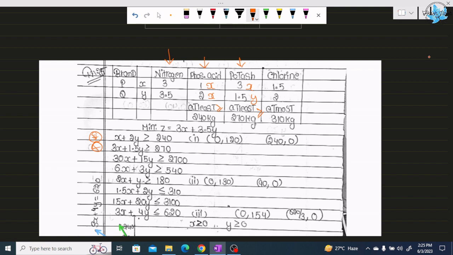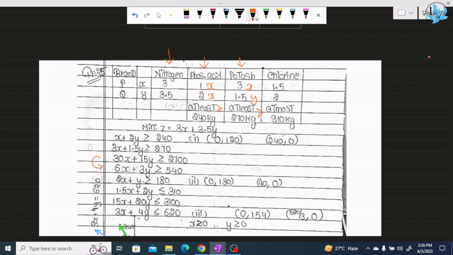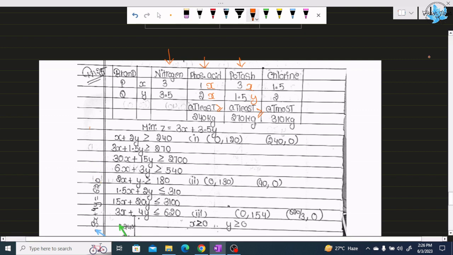Now multiply the equation by 10 so that the decimal will cut out. You will get 30x plus 15y greater than or equal to 2700. Now you can take 5 common, or divide both sides by 5. You will get 6x plus 3y greater than or equal to 540. Now after that, divide both sides by 3. You will get 2x plus y greater than or equal to 180. You will get this equation.